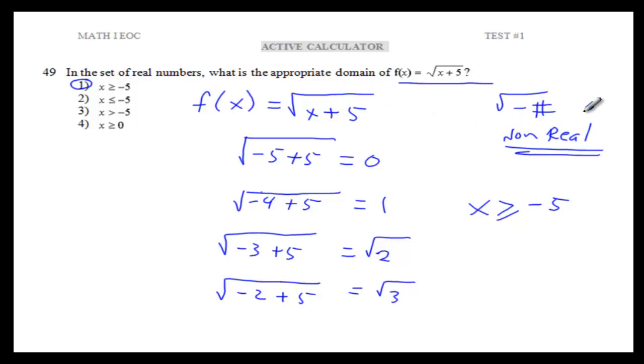And you can always check your answers with the calculator if you have a doubt. X is greater than negative 5 would work, but it's not the appropriate domain. They're asking for the appropriate domain.